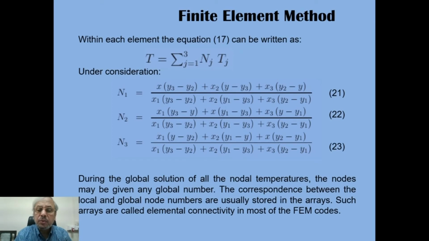So this will do, as we have written, that the correspondence between local and global node numbers is usually stored in the form of arrays, and this is called elemental connectivity, and we will discuss this in one of the subsequent lectures.